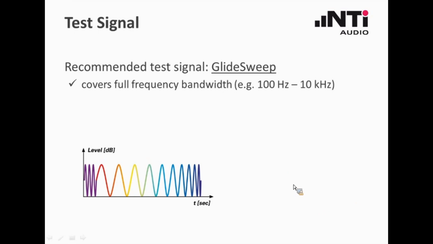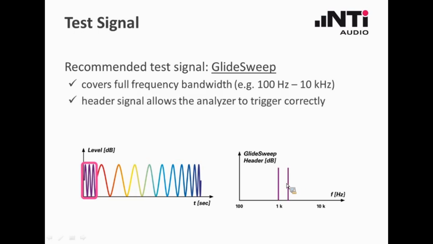The second advantage is that you may include a header signal. This is schematically shown here. The header signal is typically a superposition of two sine waves. So if you look at the spectrum here, you can see it has a very significant pattern, and the analyzer is now able to detect this pattern and to trigger to it, to recognize it as a header, knowing that now the glide sweep will follow right after the header.